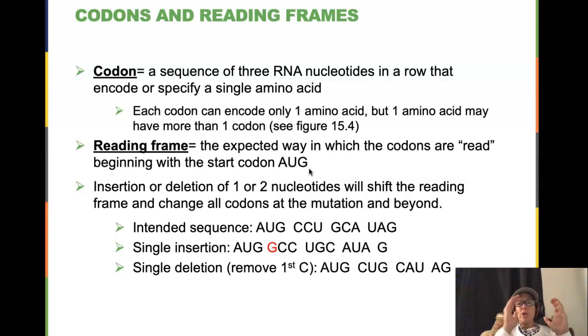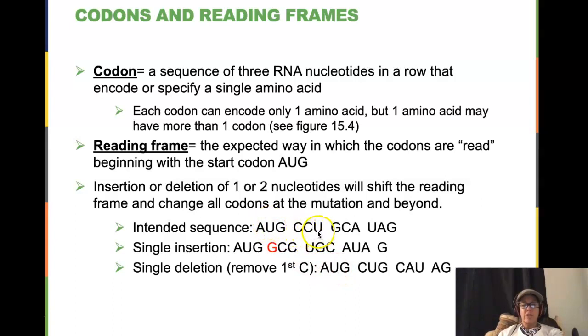And that reading frame is always 3 in a row. 3 in a row, 3 in a row. So if we have an intended sequence of an AUG, there's one codon, a CCU, a GCA, and a UAG. If we insert just one letter, this little red G, the first codon is okay, the second codon is not, the third codon is not, the fourth codon is not, and we have a single letter left over, that's no good. It's not a codon.